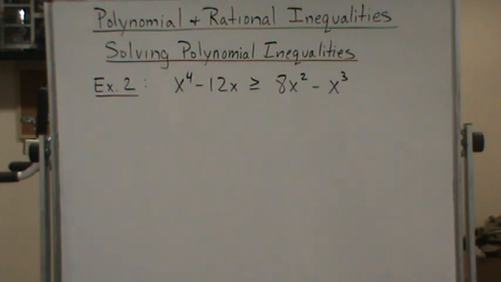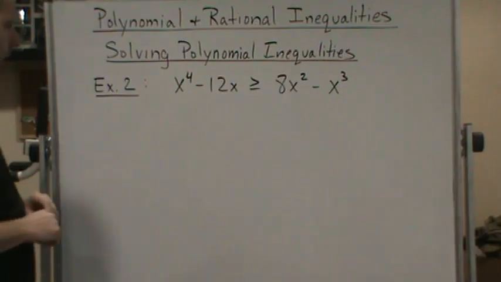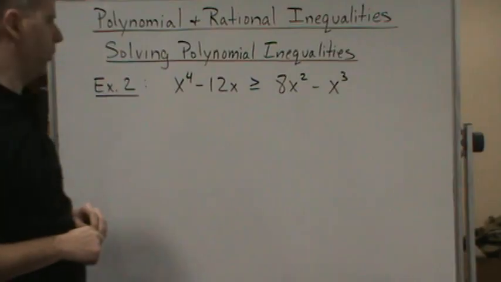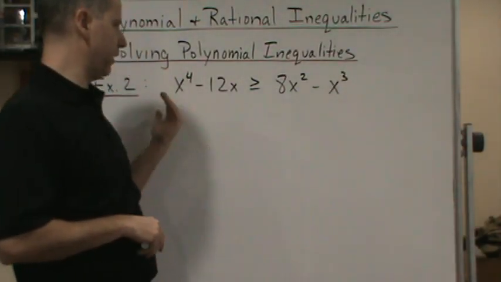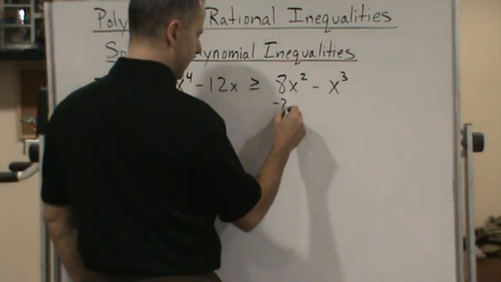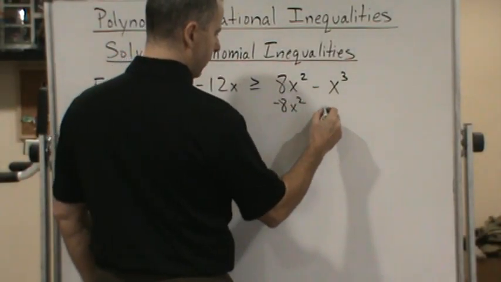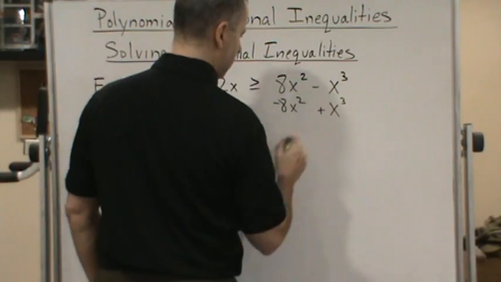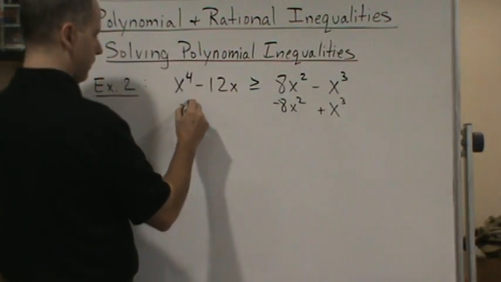Okay, let's do this example here. So this is another inequality with polynomials. So now what we're going to do is the same thing. I'm just going to move everything to the left. So that means I'm going to subtract off 8x squared from both sides, and I'm going to add x cubed to both sides.